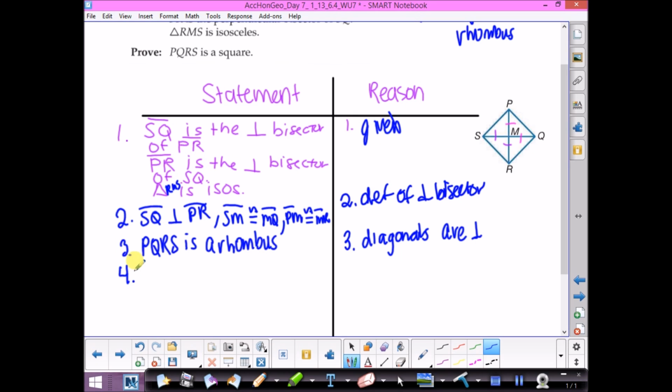And so next we need to somehow prove that the diagonals are congruent, and then once you prove the diagonals are congruent, you've proven that it's a rectangle. And so your last step will be that PQRS is a square because it's a rhombus and a rectangle. So I want you to finish this proof up, bring it to class, we'll talk about it and discuss correct methods and incorrect methods, and you should be able to finish this, so I want you to try it and just bring it to class to share.